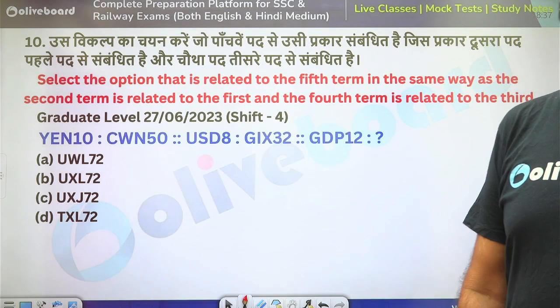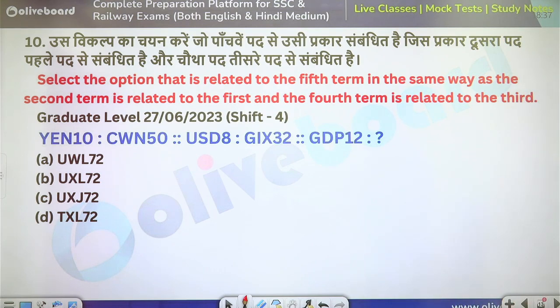Now this is based on the same logic as the previous question. Just observe it clearly. You will get it right away.